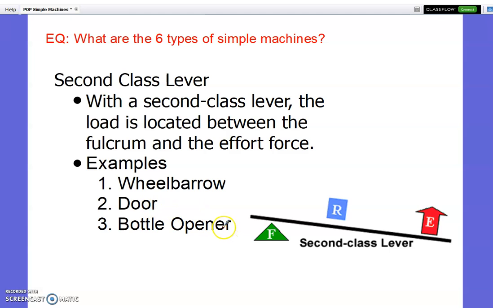A door is also a type of second class lever, where the hinges are on one end. I apply a force on the other end, and the object I'm moving, the door itself, is in the middle. Also a bottle opener. So again, it's pivoted around one end. I apply a force on the other. The object I'm moving, the cap, is in the middle.